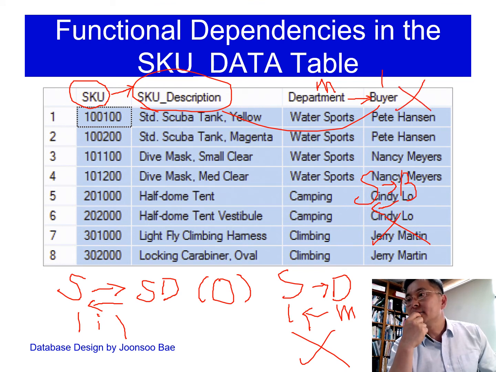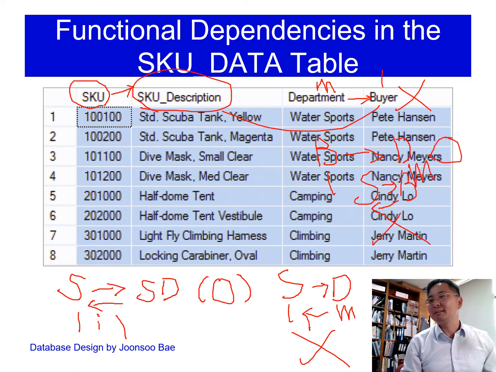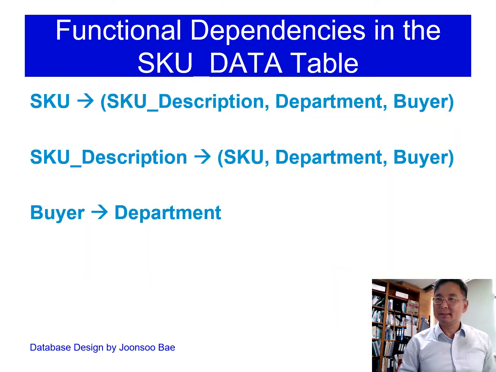How about this one? Buyer, department. Buyer to department, you can see that it is one-to-many. It is a function. Yes, it's very important here. So we can see the result of the functional dependence in SKU data.